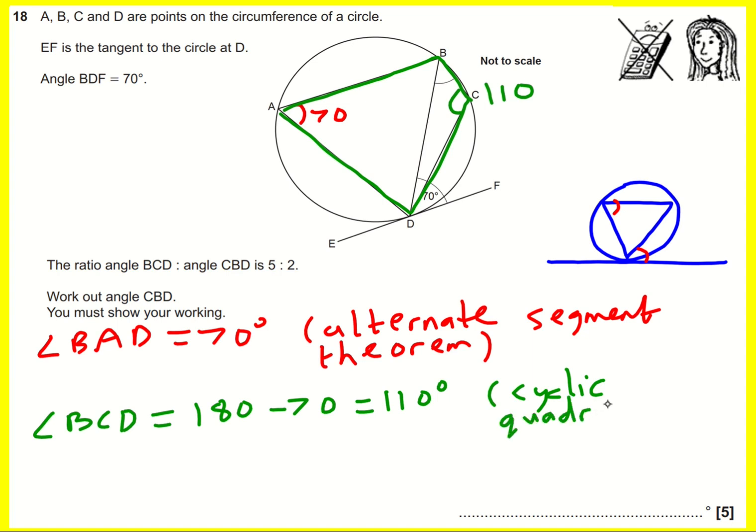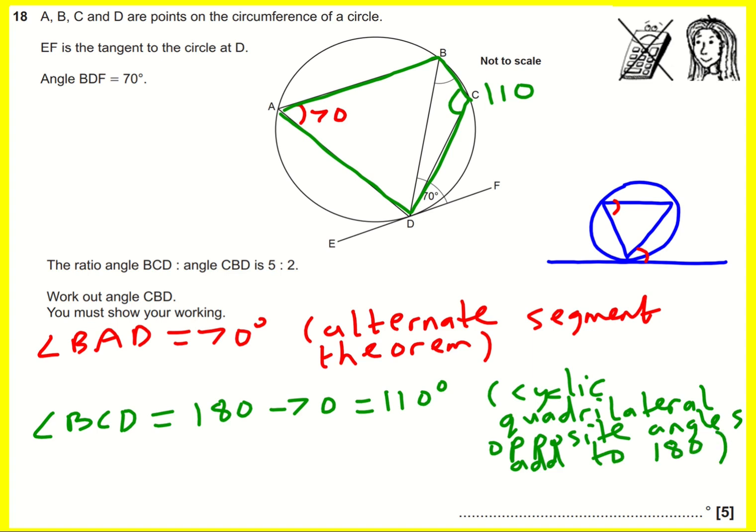Is that enough? Maybe I should write a little bit more. Opposite angles in a cyclic quadrilateral add up to 180. Okay, so we've already used two circle theorems. We're not done yet. Now we've got the ratio part.